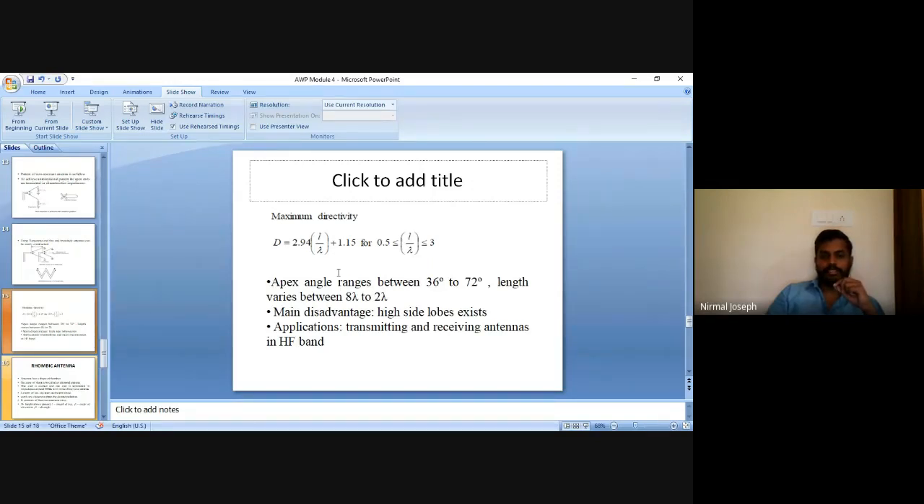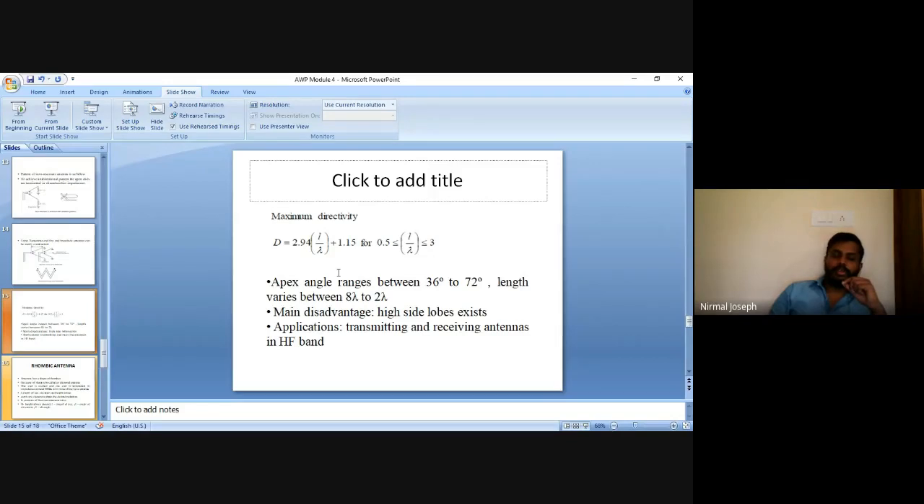Apex angle, that means the angle between the axes. The apex angle ranges between 36 degrees to 72 degrees. Length varies between 8 lambda to 2 lambda.